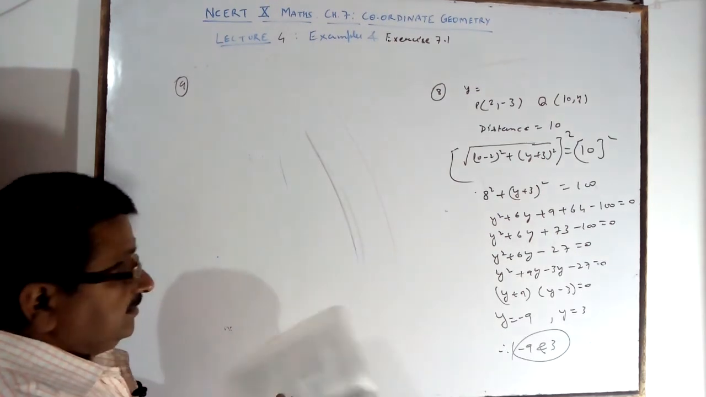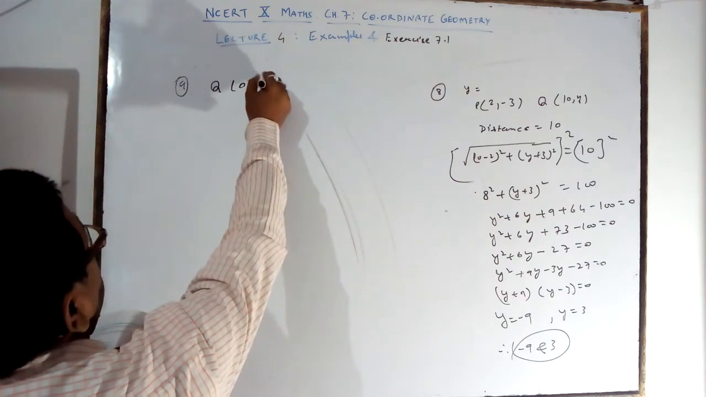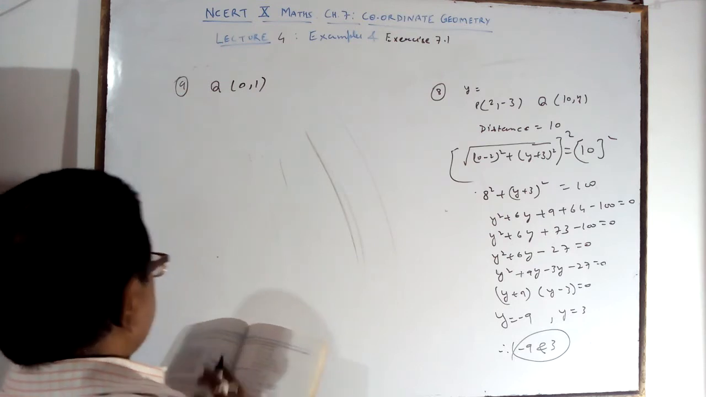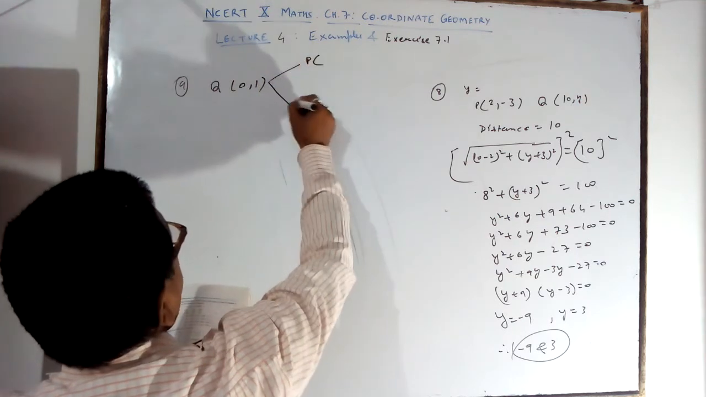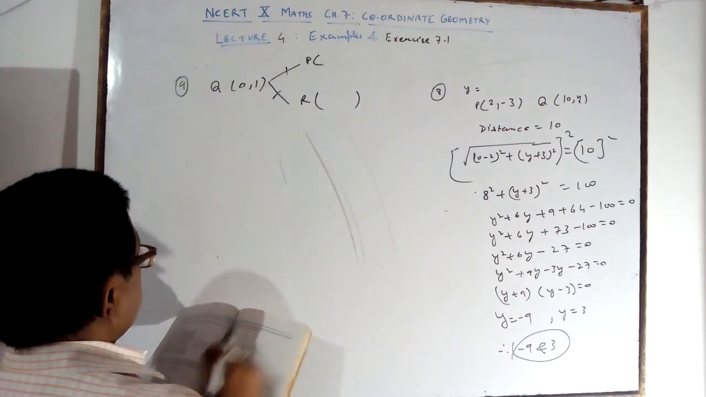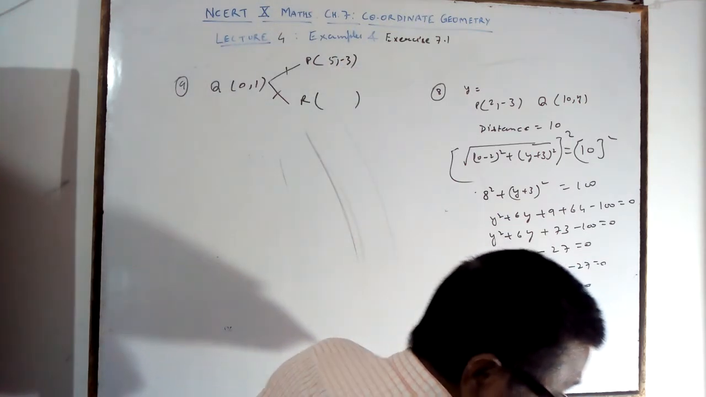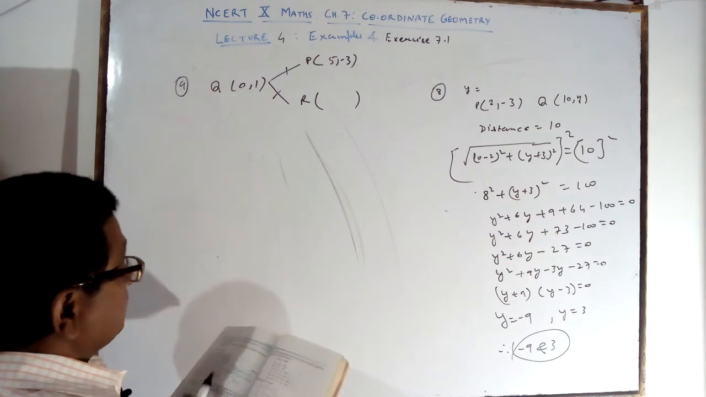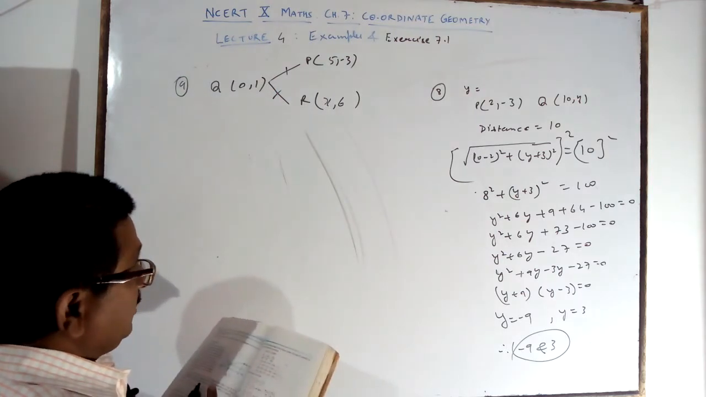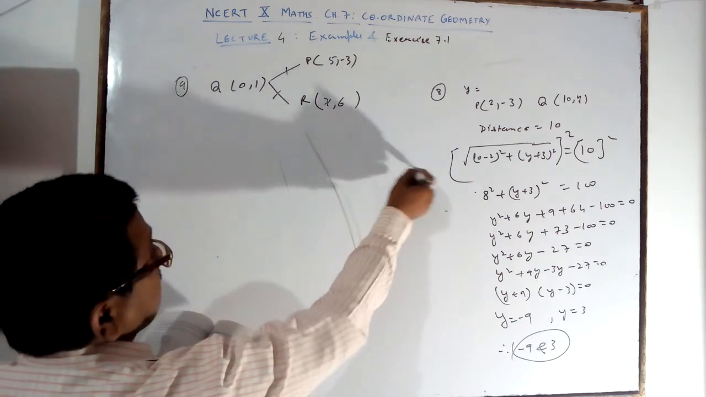What is question number 9? If Q, a point (0, 1), is equidistant from two points P and R, there are two points with equal distance. What is given? P is 5 comma minus 3 and R is given as x comma 6. Find the value of x. Same question, you will get it by squaring, same like this. What will you get?